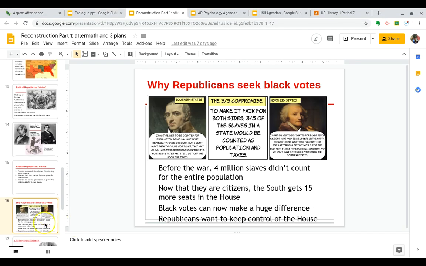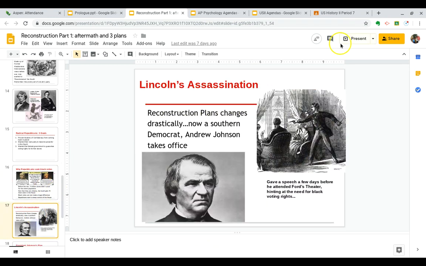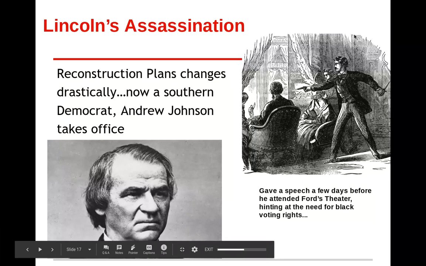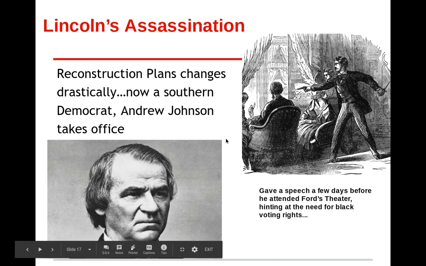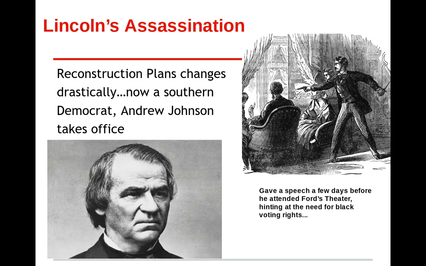All right, moving on. 17. Guys, for slide 17, short and sweet, is everything changes when Lincoln is assassinated. So pictured here in one of the early sketches, he gave a speech about black voting rights, and then a few days later, he went to Ford's Theater and was assassinated. So his new president, I want you guys to write down, is a Southern Democrat. So completely different views. And his name, make sure you guys put down, is Andrew Johnson.